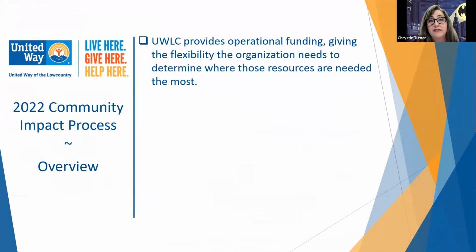So one of the benefits of United Way funding is that we provide operational support, giving you, the organization, the flexibility needed to determine where those resources are needed the most. Sometimes you guys can get a grant to pay for all of the books in your program to distribute, but what you can't find a grant for is staff or operational costs, like, to keep the lights on. When you apply to United Way for funding, it is operational funding. As long as it stays within that program, we rely on you, the subject matter experts, to know where you need that money the most.